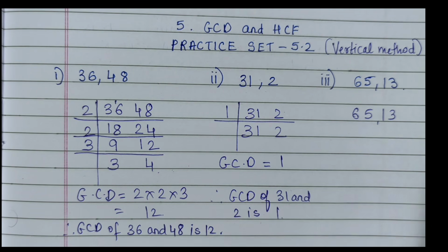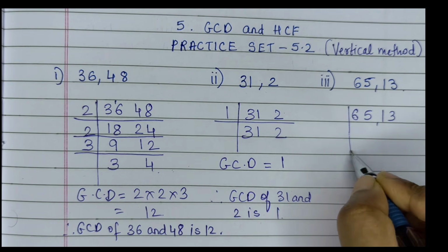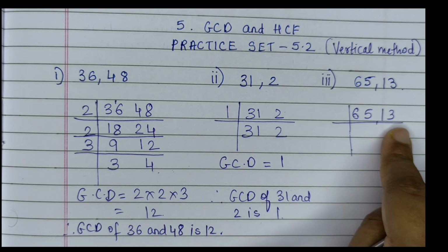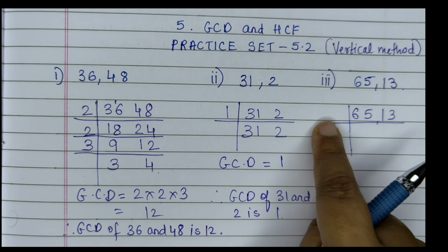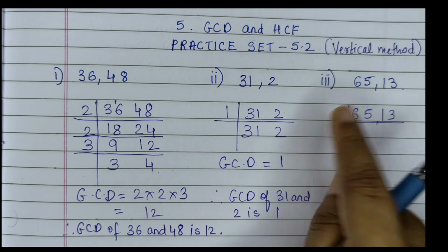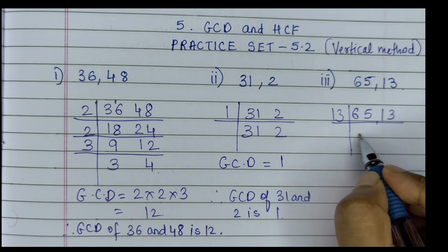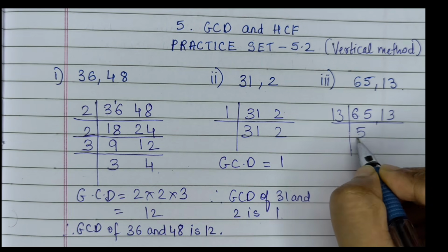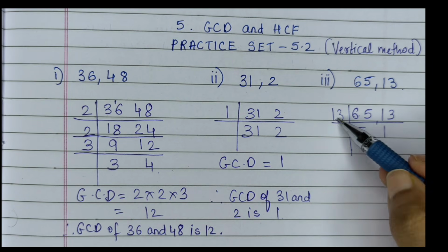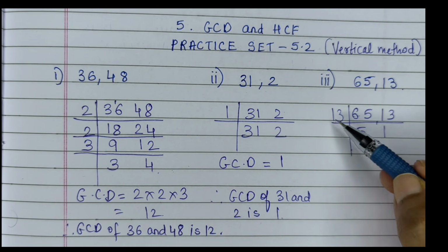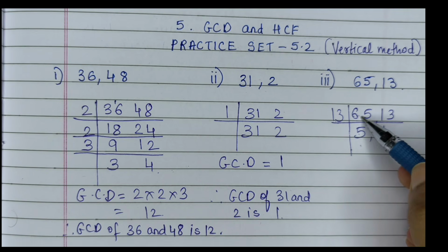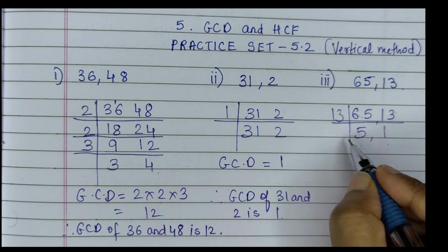Okay, so now see the next one is 65 and 13. Now see, if we take 13, 13 5s are 65. 65 is divisible by 13, so we will take 13 here. 13 5s are 65 and 13 1s are 13. Understood, dear?